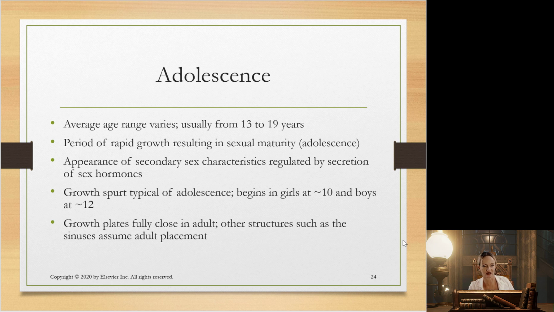Now let's talk about adolescence. Average age range varies, somewhere between 13 to 19 years. The period of rapid growth that results in sexual maturity is known as adolescence. Appearance of secondary sex characteristics is regulated by secretion of sex hormones.